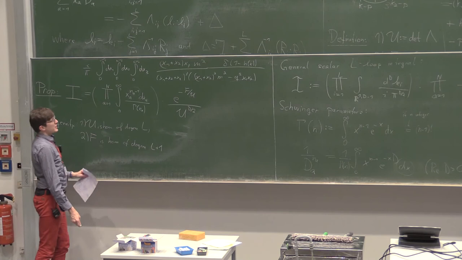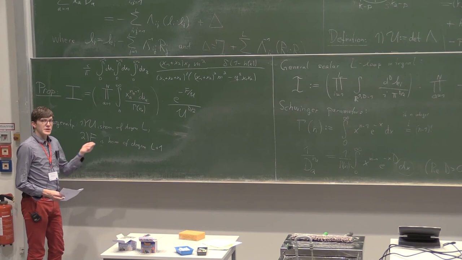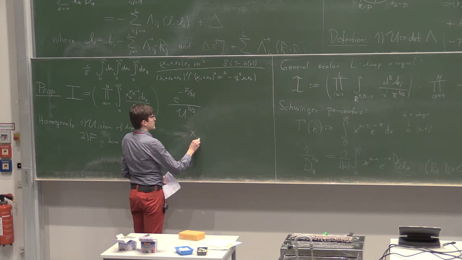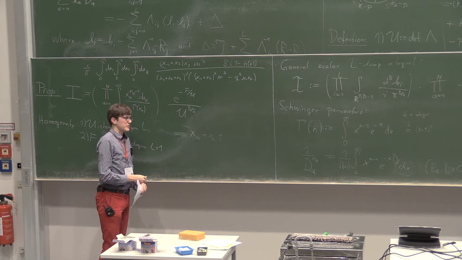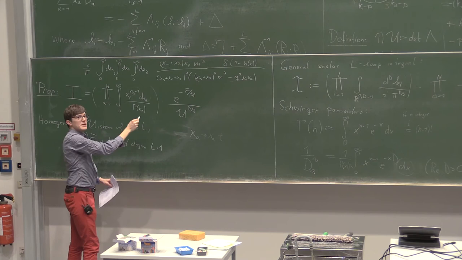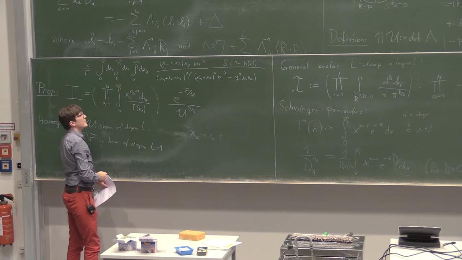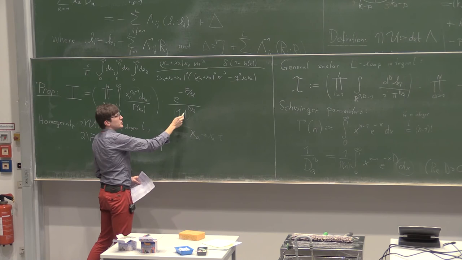But remember, when we did this transformation, we rescaled every variable, right? We introduced a new delta function, a new variable, and then we had to rescale x. We did this rescaling. Each variable goes to a variable times t, where t was this new variable. So instead of just getting one t for each x_a, we get t to the n_a, depending on what n_a is. And then the u, because it's homogeneous, it scales like t to the loop number.